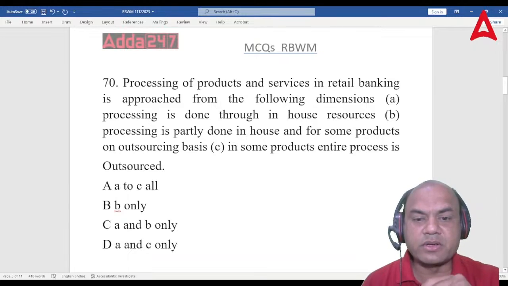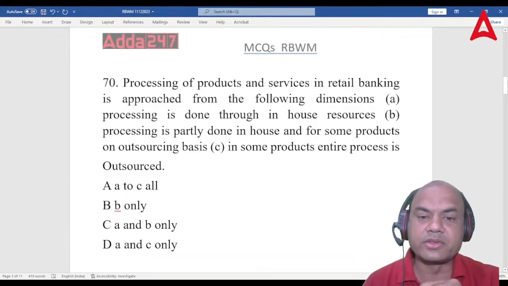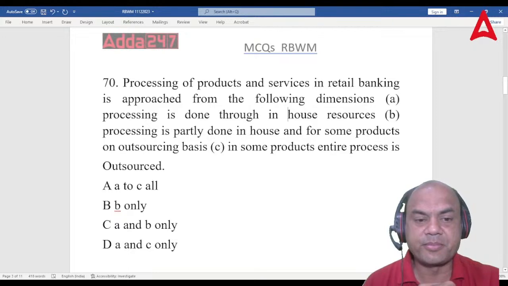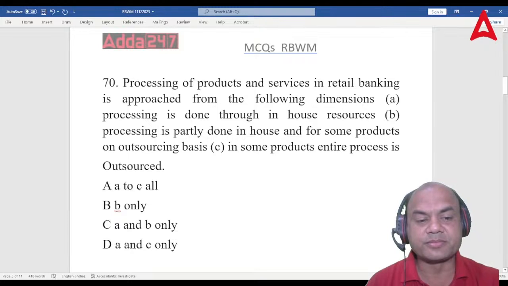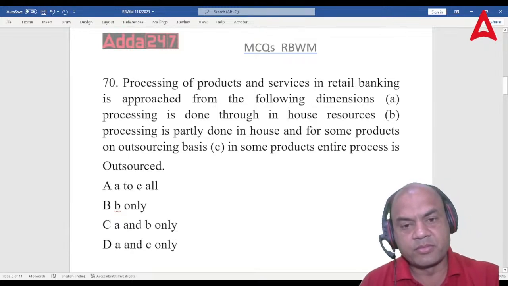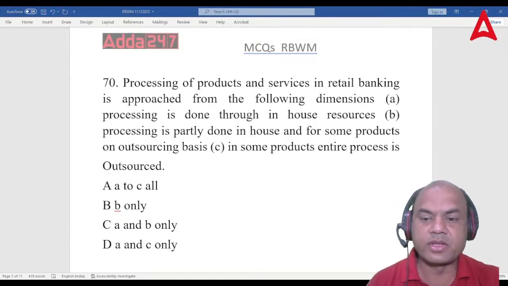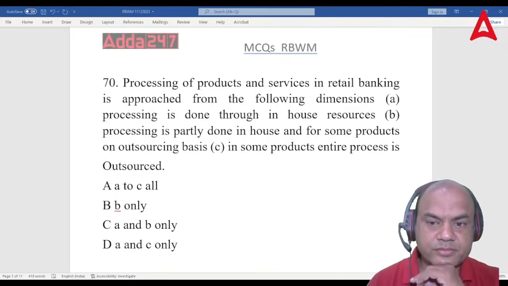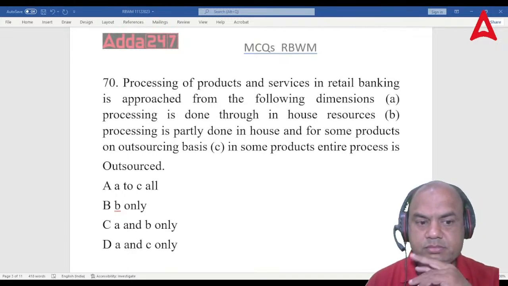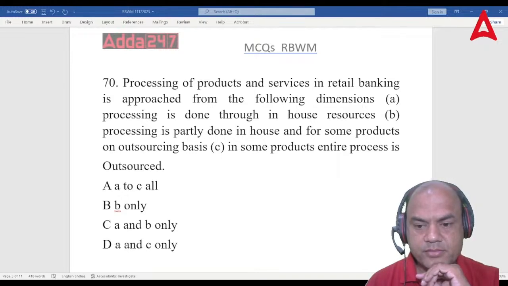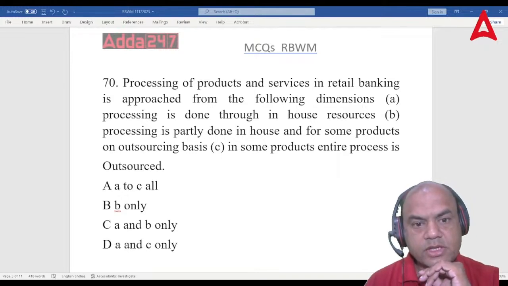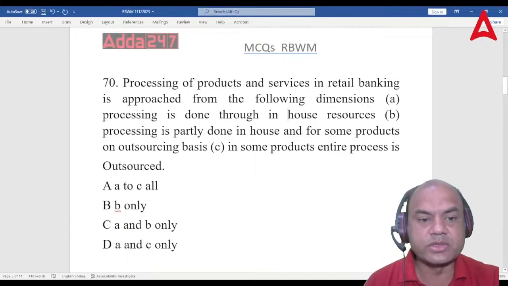Is it A to C all? Means some completely in-house, some outsourced, some in-house, and completely outsourced. Is it something like that? Or only B? Many of you are thinking B is the answer. What do you think? The answer is A to C all. This is the answer, right?